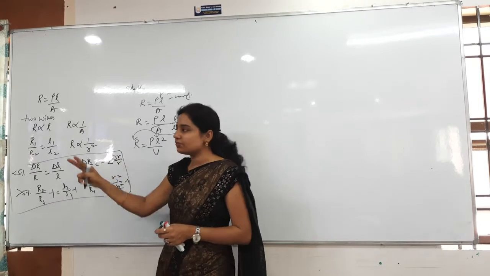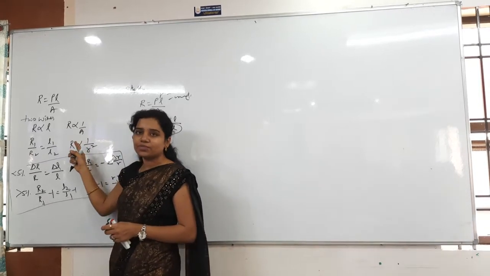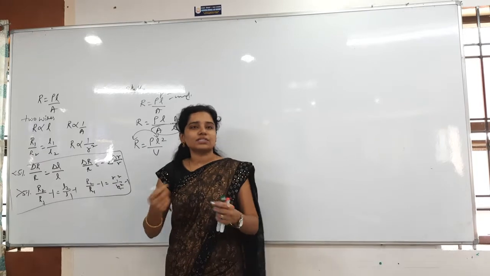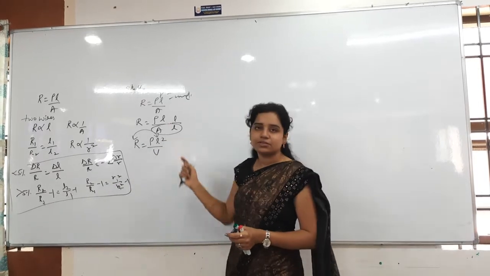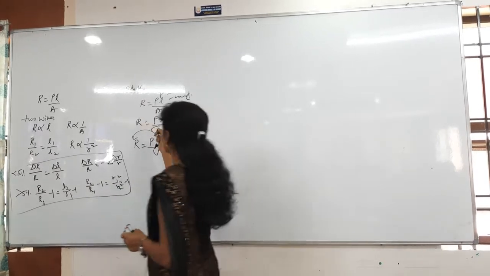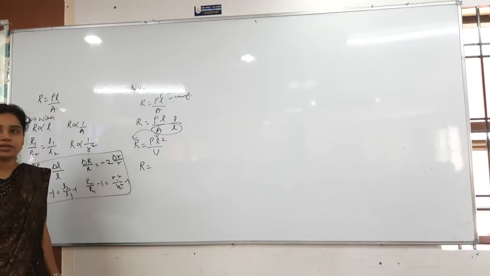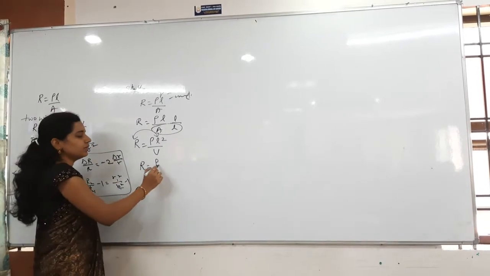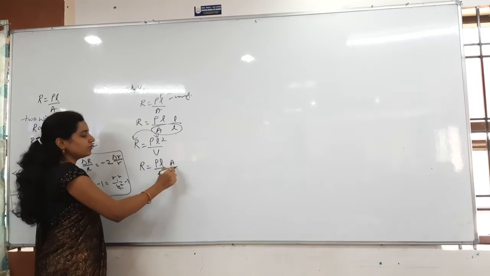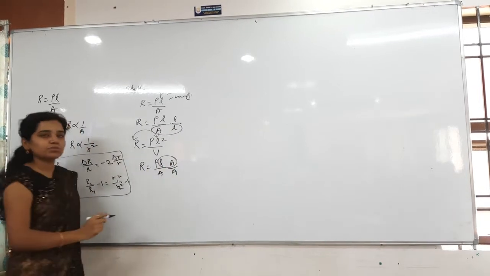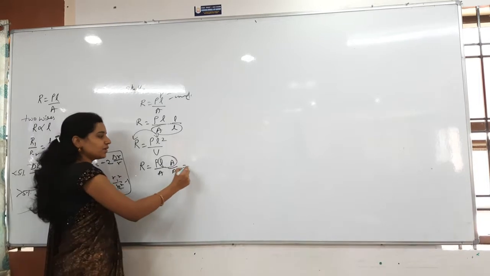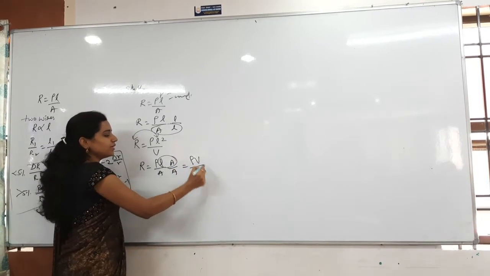Two wires means, for the first one, R is equal to rho L by A simply. Only one wire stretching or elongating means you have to take this relation. In this, R is directly proportional to L square. Whenever you want to get the area in your formula, what can I do here? Rho L by A into A divided by A. L into A becomes volume, which is constant only, divided by A square.